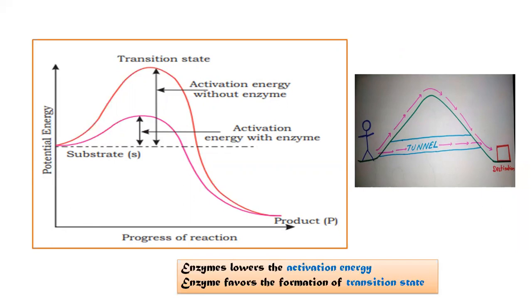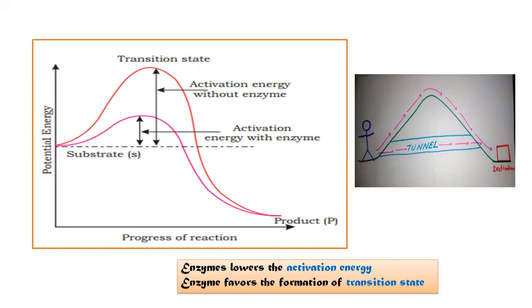Now, another term is there, that is the transition state. Enzyme favors the formation of the transition state. The transition state is a state in the reaction from which point onwards the substrate is definitely going to be converted into product.